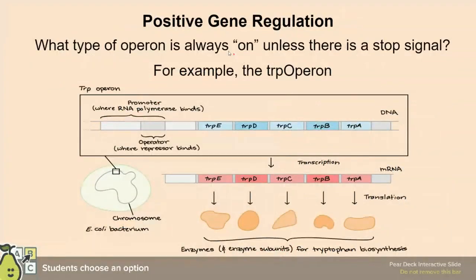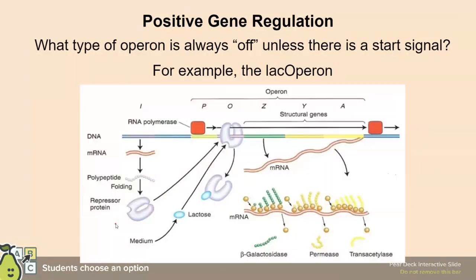Looking at this example, it says which type of operon is always on unless it's turned off. So our example is the trp operon. The trp operon is going to always be on unless it is repressed. So this is an example of a repressible gene or a repressible operon.